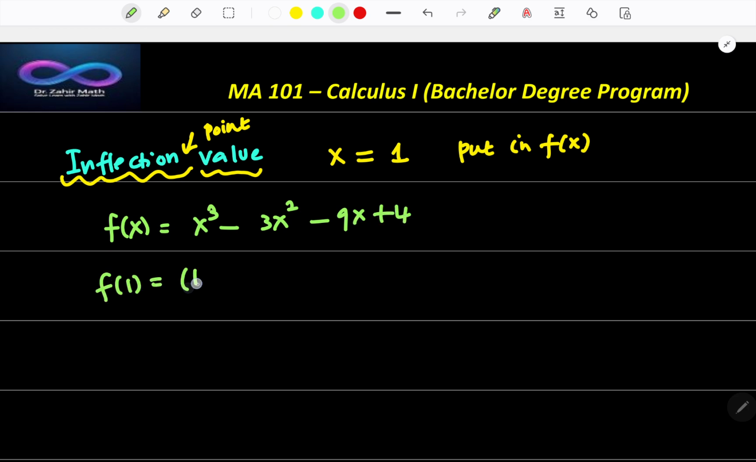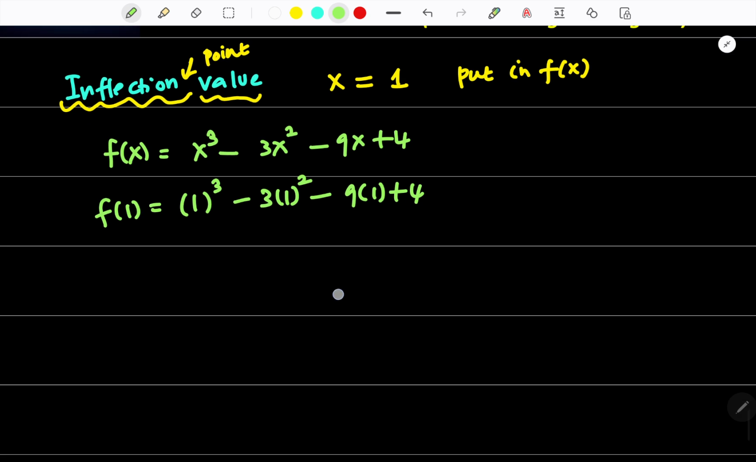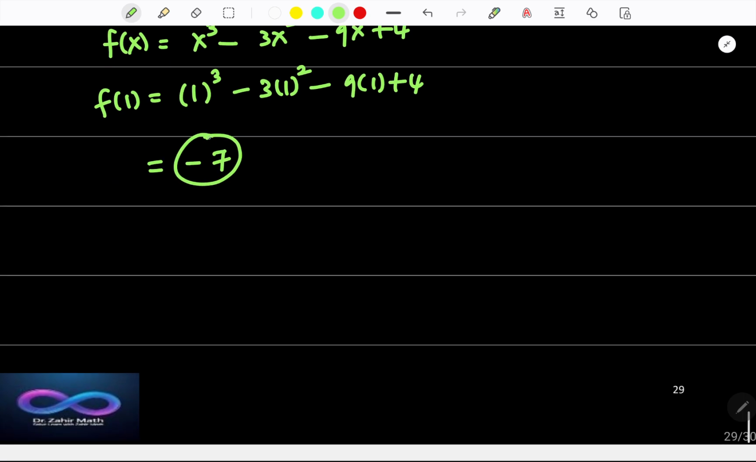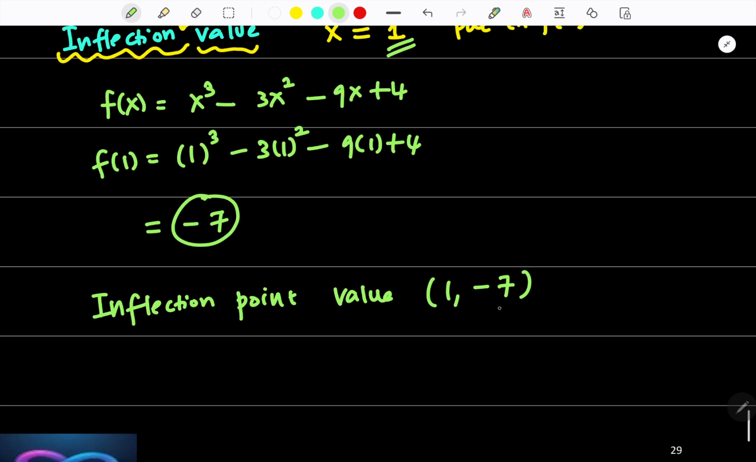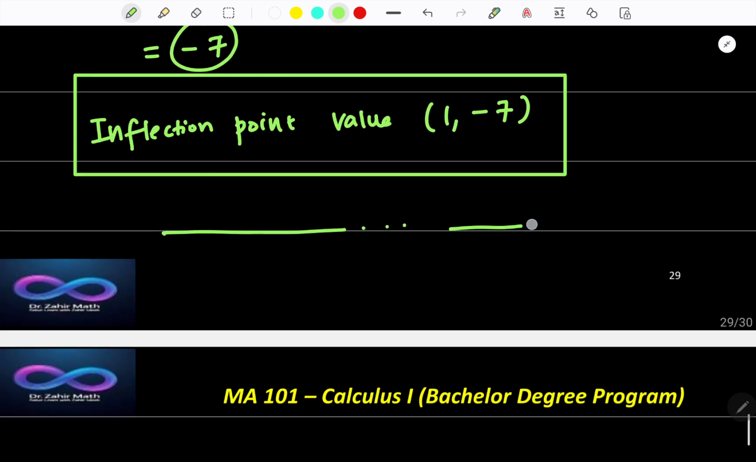You put x is equal to 1, which is 1 cube minus 3 into 1 square minus 9 into 1 plus 4. So which is equal to 1 minus 3 minus 9 plus 4. 9 minus 3 is 12. 12 minus 5 is minus 7. So this is equal to minus 7, right? So therefore your inflection point value, which you have to write for all the questions, is 1 comma minus 7. How? X is equal to 1, y is equal to minus 7. Clear everybody? So these 3 questions are very important. Keep in your mind. All of you clear?